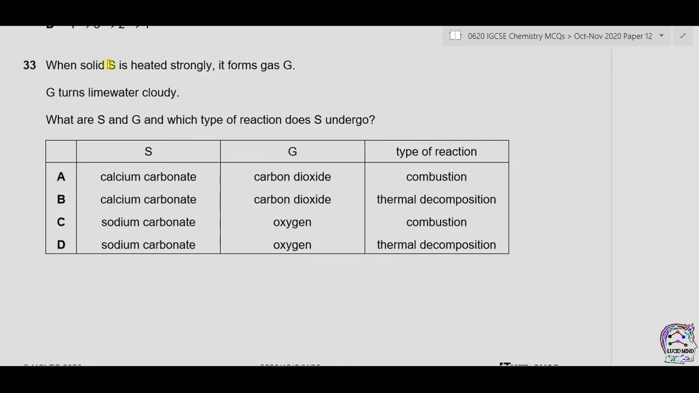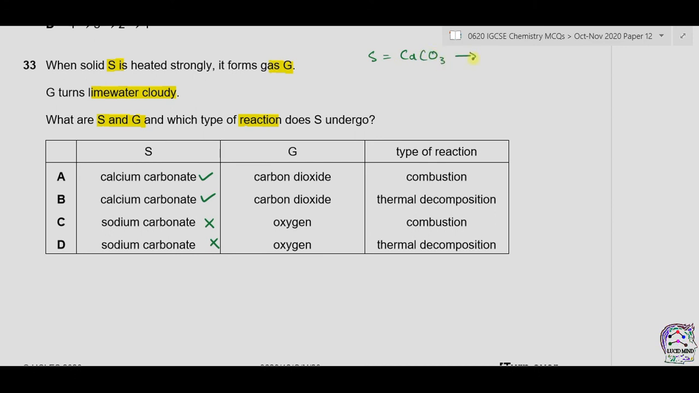Question 33. When solid S is heated strongly, it forms gas G. G turns lime water cloudy. What are S and G and which type of reaction does S undergo? S is calcium carbonate or sodium carbonate, as we know that calcium carbonate can be decomposed by heating strongly while sodium carbonate does not decompose, so it is calcium carbonate.